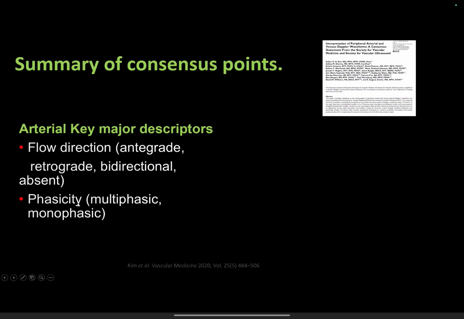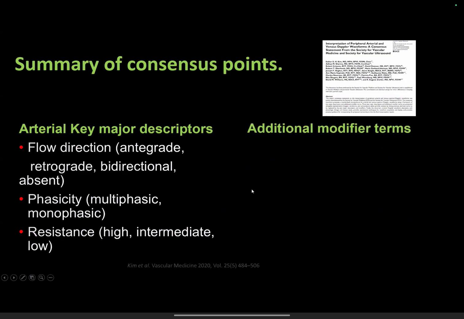Another is phasicity of the spectrum, or phasicity of the flow. Flow can be multiphasic or monophasic. Earlier we used to see biphasic and triphasic. Now it is constant that it is only multiphasic and monophasic. Resistance can be high, intermediate or low.